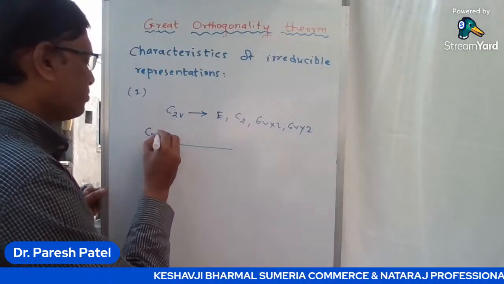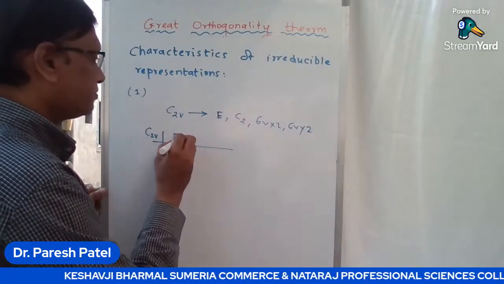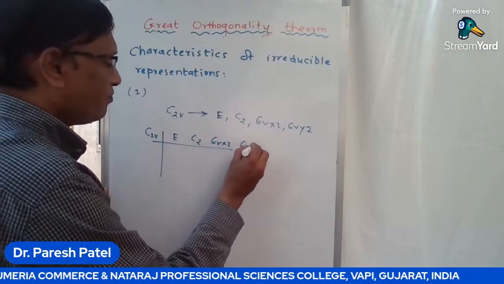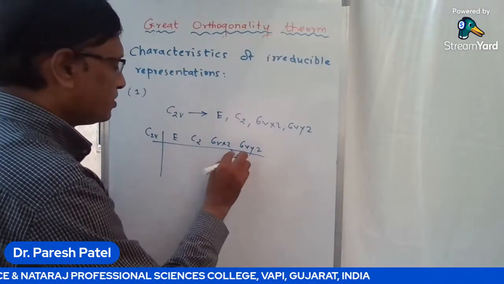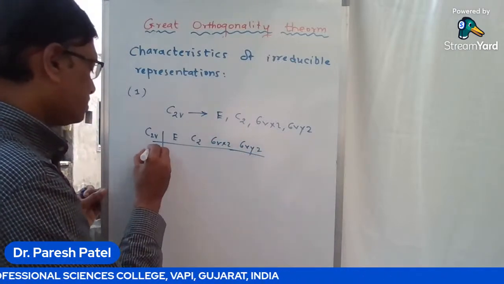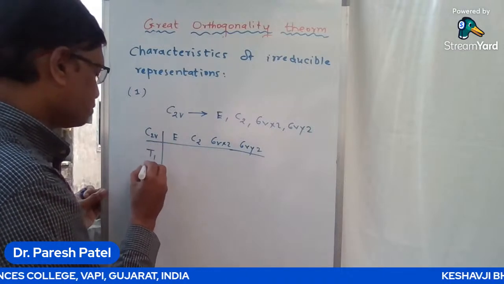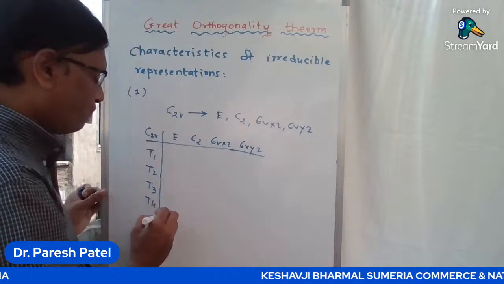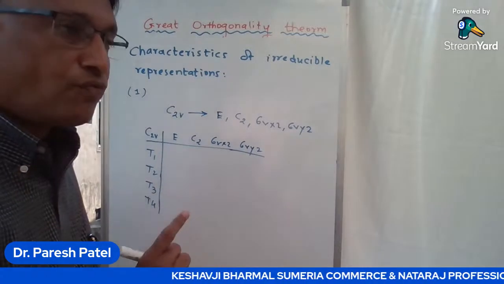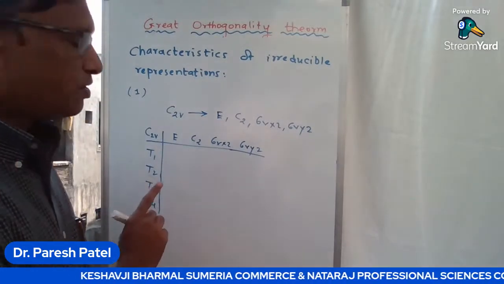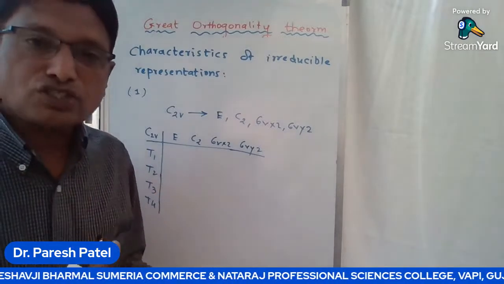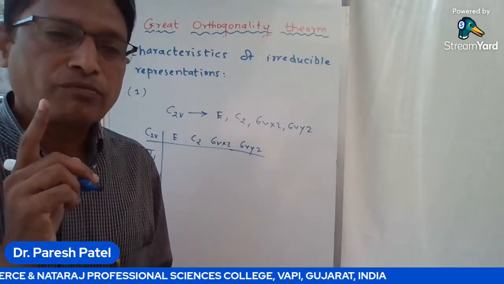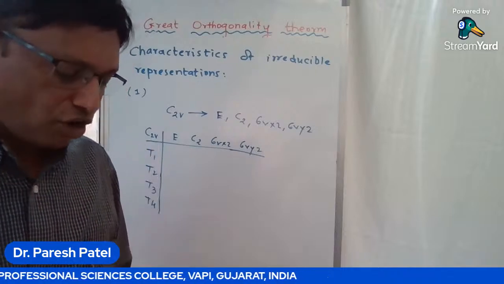In the case of the C2v point group, E, C2, sigma vxz, sigma vyz. So the number of classes is equal to 4. It means the number of irreducible representations should be equal to 4. So, dear students, the first characteristic or first property of the irreducible representation is that the number of irreducible representations is equal to the number of classes of that symmetry operation.